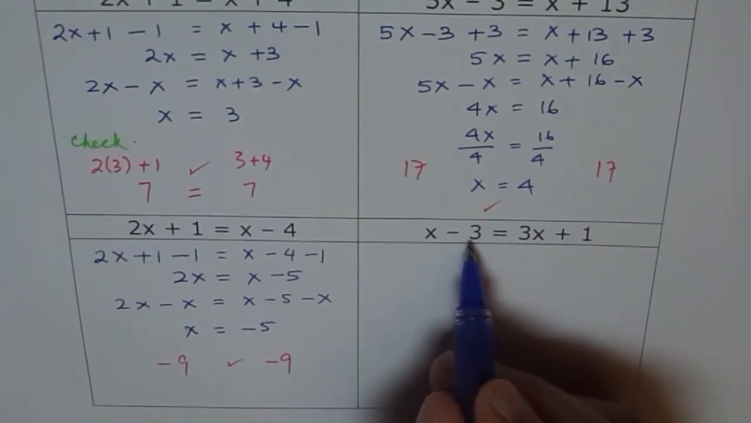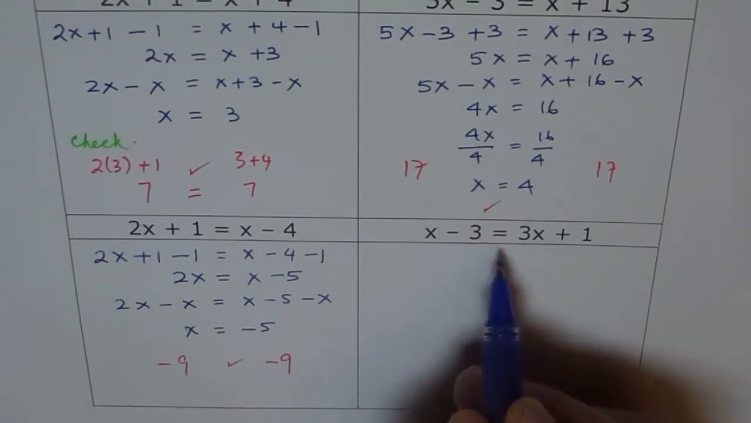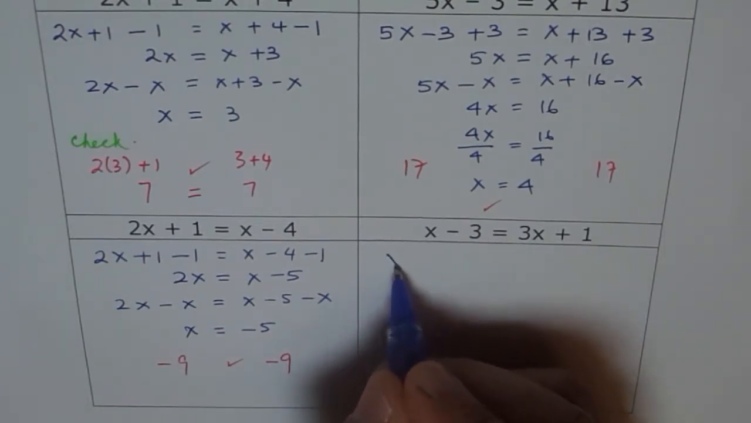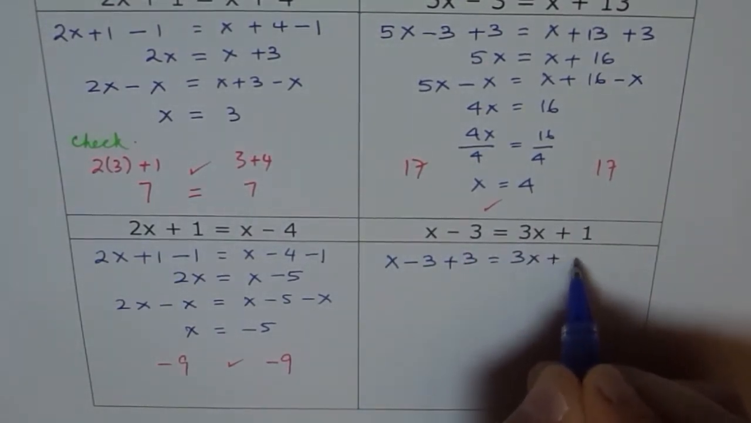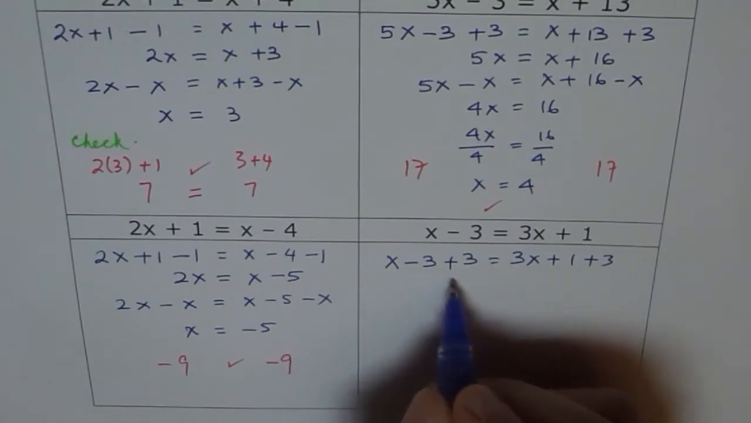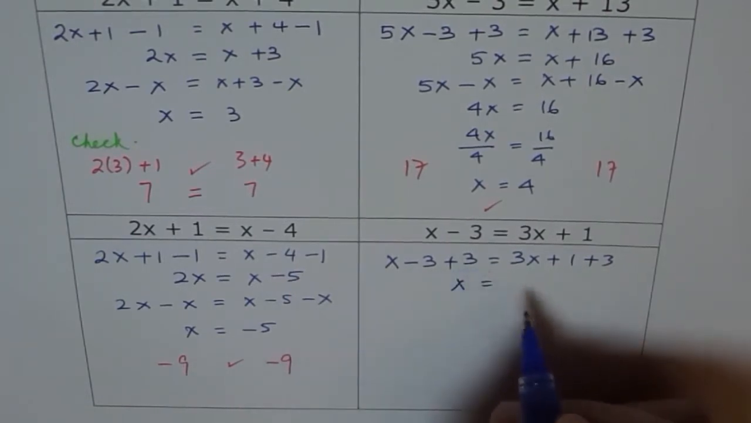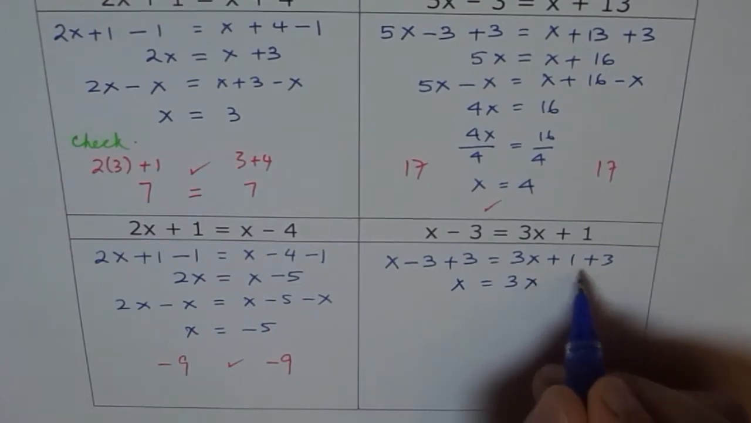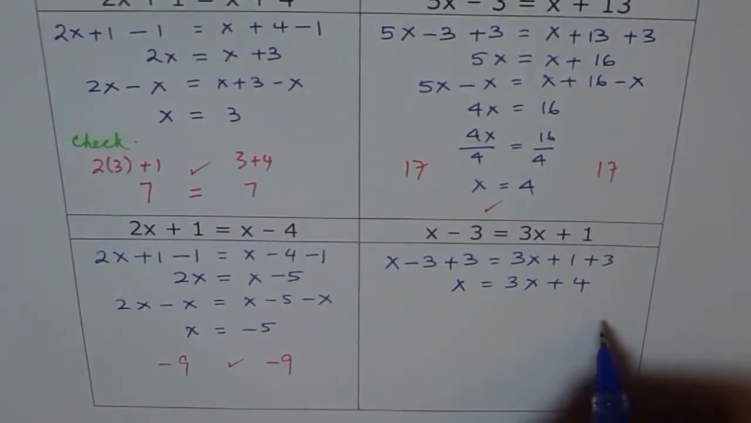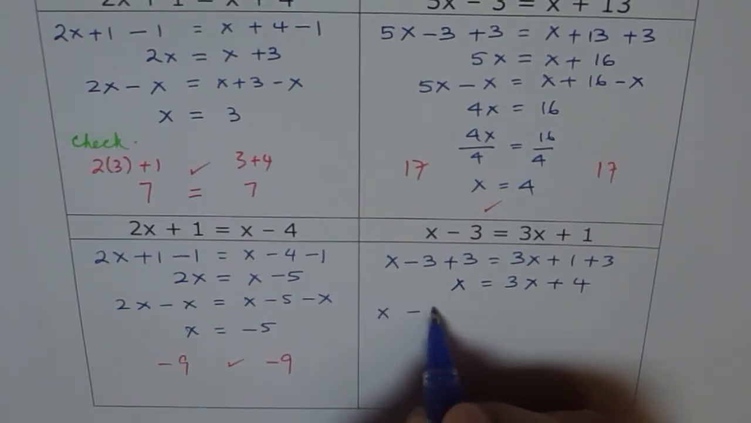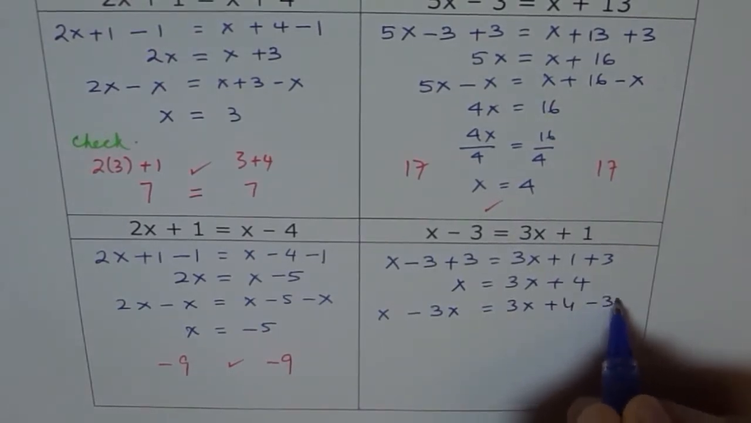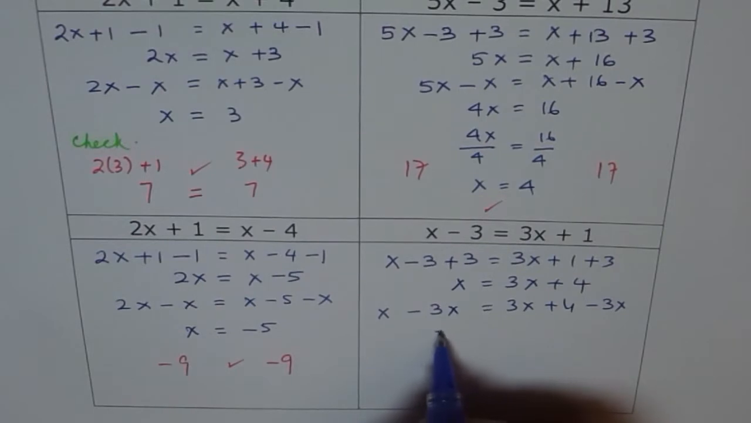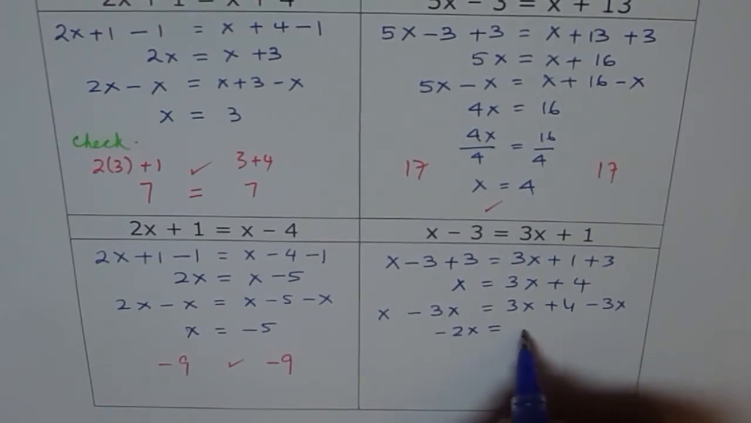x minus 3, we'll get rid of minus 3 from here. How? By adding 3 on both sides. So we get x minus 3 plus 3 equals 3x plus 1 plus 3. So we are left with just x here because minus 3 plus 3 is 0. And here we have 3x plus 1 plus 3, which is 3x plus 4. Now it's the turn to get rid of 3x from the right hand side. How do we do that? x minus 3x on both sides. So 3x plus 4 minus 3x. What is x minus 3x? It is minus 2x equals 4.